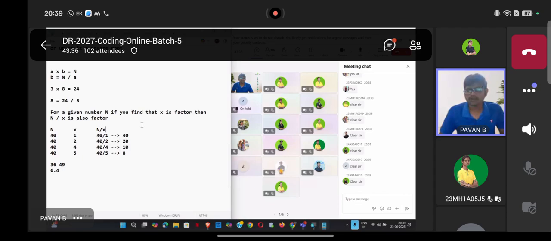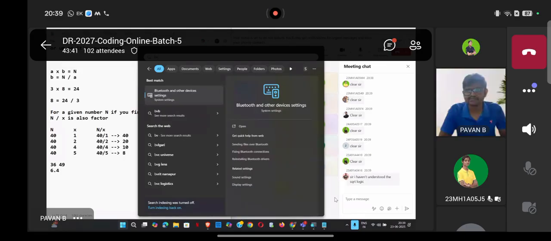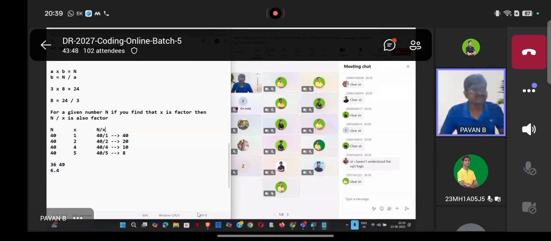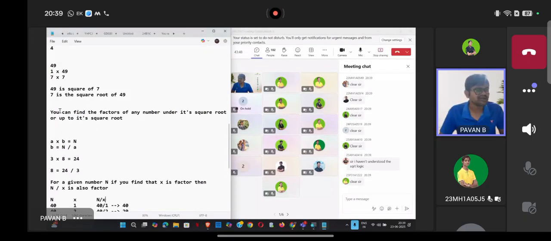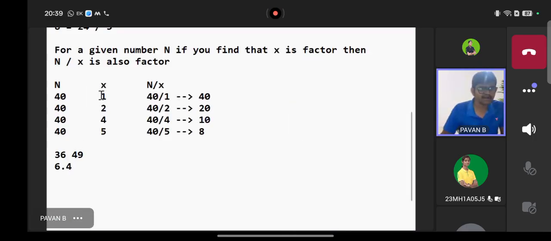So in order to show you the difference between them, you will understand once you go to the square root. See, the square root logic is very simple. So just remember this. You can find the factors of any number up until the square root of the number. The reason is, look, if 1 is a factor of a number, then 40 is also a factor, right? Because we studied how 1 is a factor. 1 into 40 is 40, right? 1 into 40 is 40.